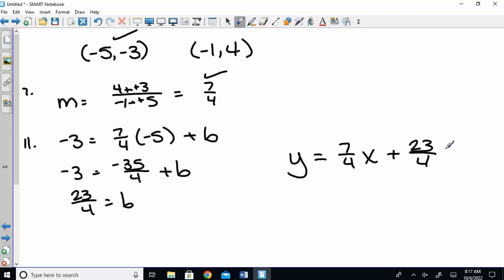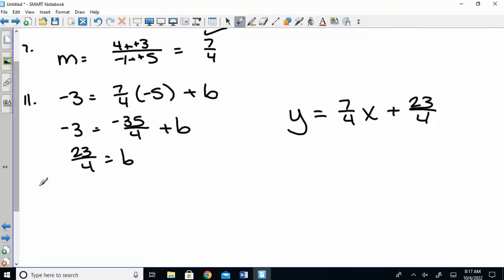Okay, from there, if I ask for the standard form, which is what question 10 did, standard form is ax plus by equals c. In this, you can't have any fractions or decimals. A has to be positive. So I start with my equation from problem 11.